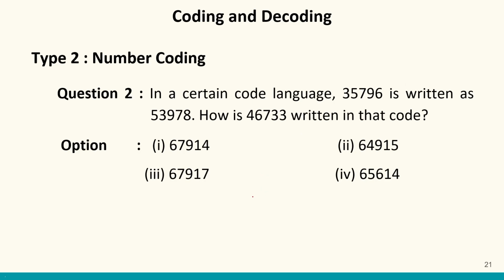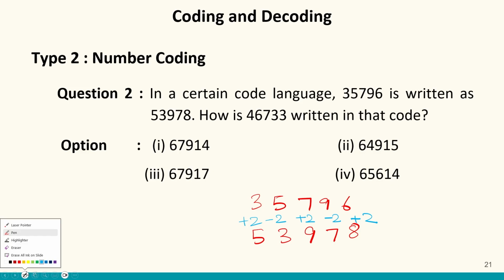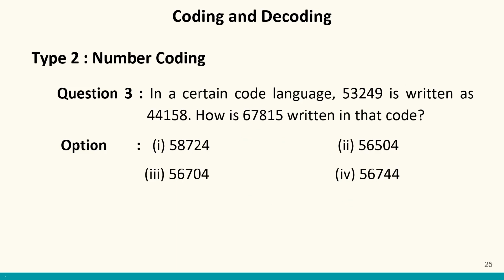This question again. From 35796, the code is written as 53978. Very clearly, plus 2, minus 2, plus 2, minus 2, and plus 2. So let us do the same thing for 4, 6, 7, 3, 3. So plus 2 will give us 6, minus 2 will give us 4, plus 2 will give us 9, minus 2 will give us 1, plus 2 will give us 5. So our code will be 64915, which is option number 2. This is your answer.